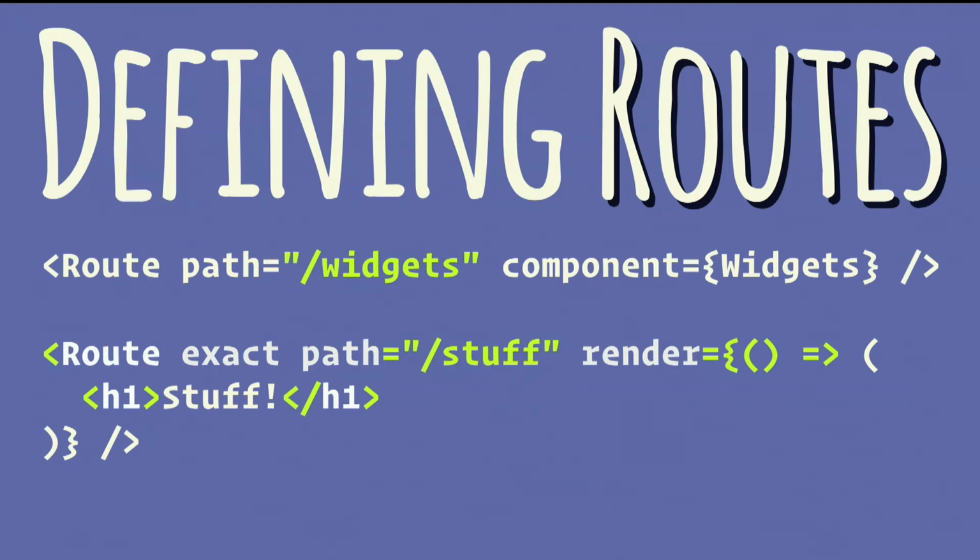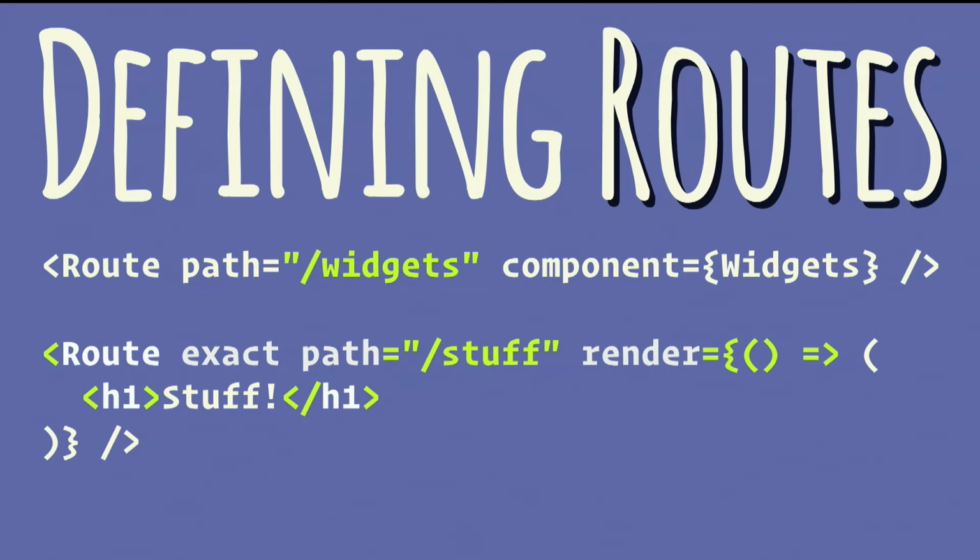You'll notice one other difference between these two routes. The second one says exact. So that first one would match /widgets/44 or /widgets/pancakes or whatever. As long as it starts /widgets, it's going to match that route. That second one, however, because it says exact path equals /stuff, would not match /stuff/86. It would just match exactly /stuff. So we'll see plenty of examples like this.